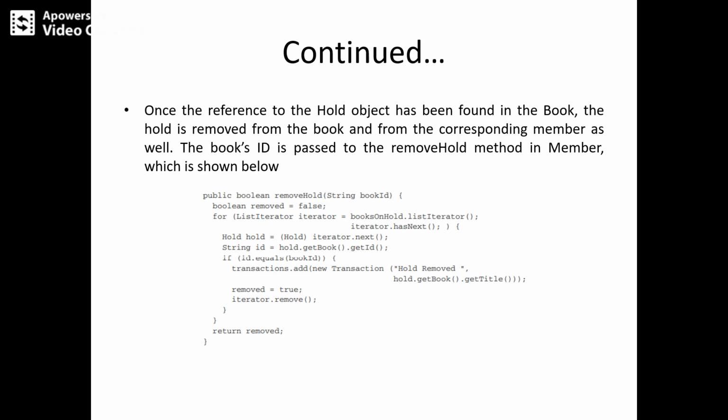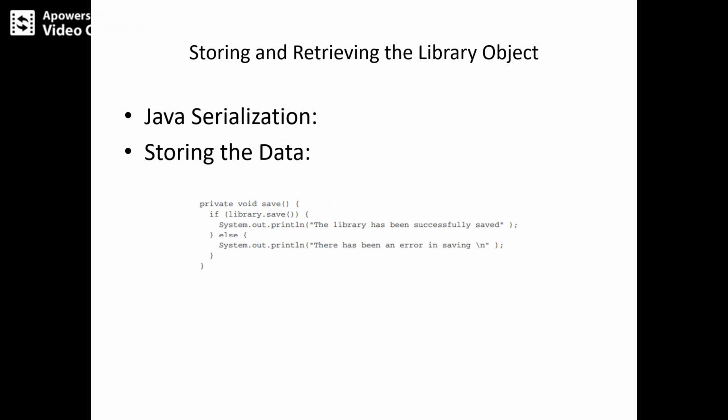Again we need to close the for loop, because this ends the for loop, in which we have taken booksOnHold. So we need to check the condition here on iterator dot hasNext, whether the next person has a hold on the particular book or not, that will be checked. So finally we return the removed. So we can say return removed.